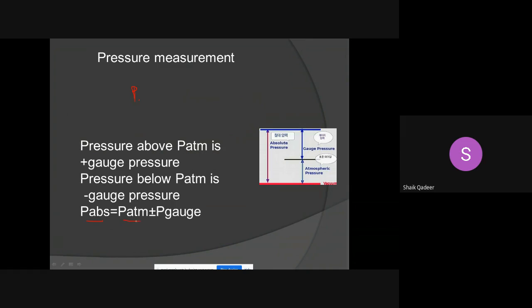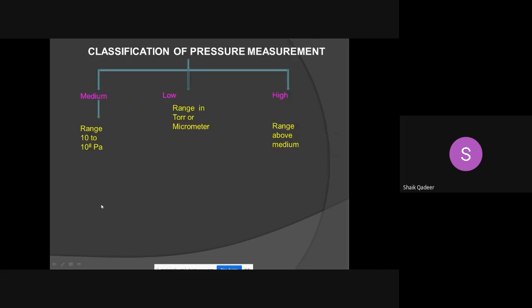If the pressure is above atmospheric pressure, the gauge pressure is above atmospheric pressure, then absolute pressure is simply the sum of atmospheric pressure plus the value of pressure coming from the gauge. If the pressure is below the atmospheric pressure, then the value of absolute pressure will be atmospheric pressure minus the value which we are getting from the gauge. Hope it is clear to everybody. Yes, sir.